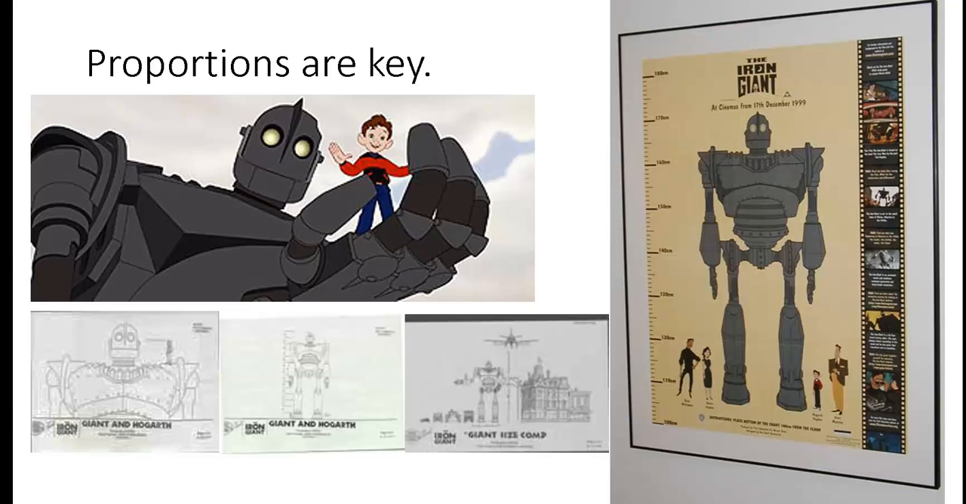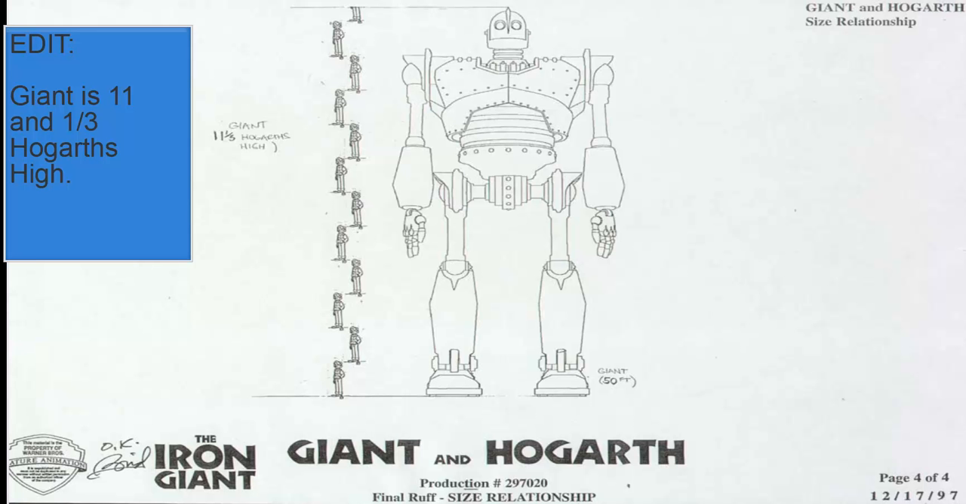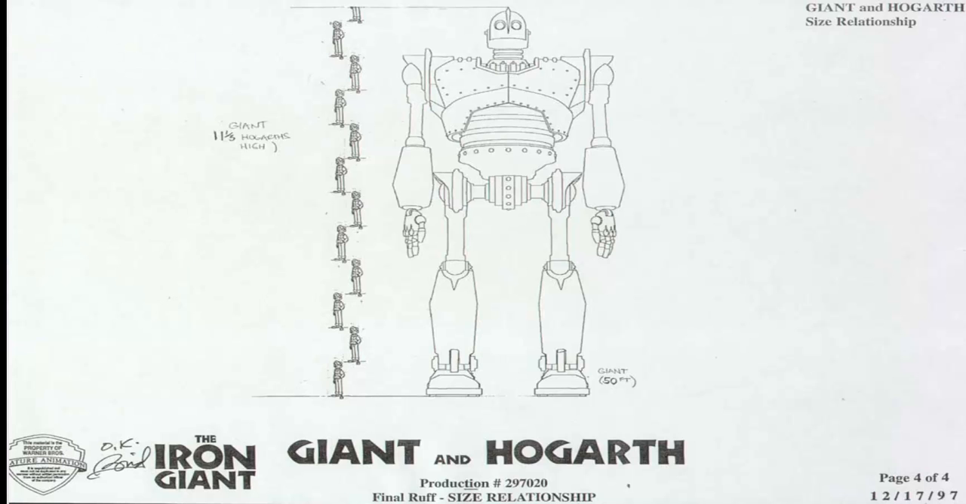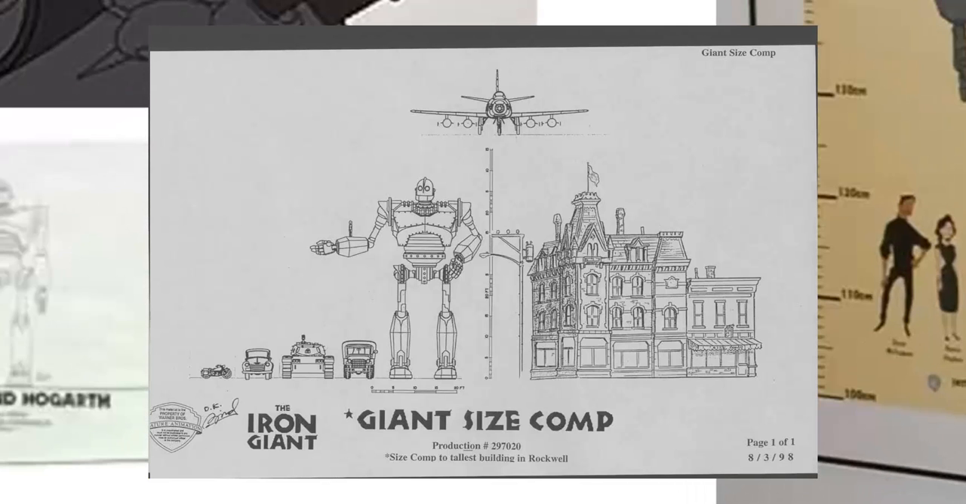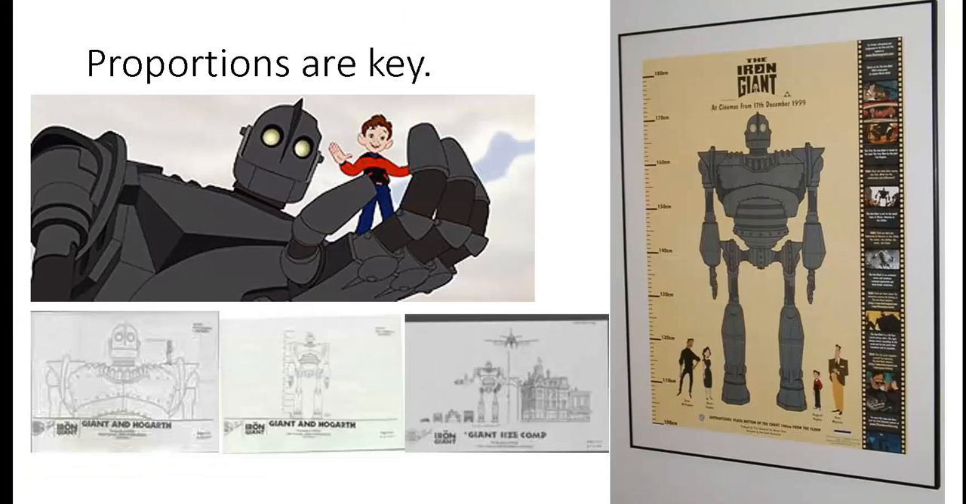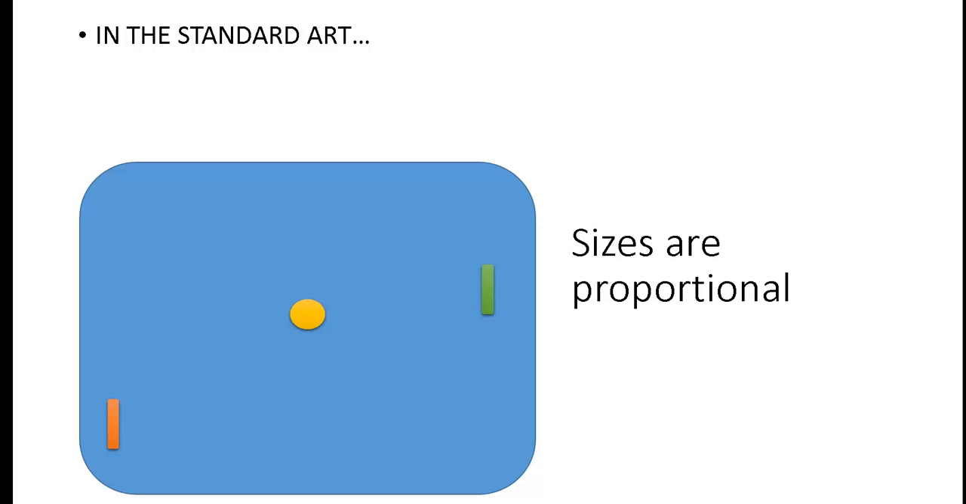In fact, I think they say that the Iron Giant is something like 13 and a half or 13 and a third Hogarths high. Kind of a wild way to look at things, and they also took into account how big would he be overall compared to things like a tank or the town, where you could see his head poking over the top of some buildings, or maybe an army jet. So the key point here is they considered how these things interrelate. And in the standard art, there are predetermined proportions.